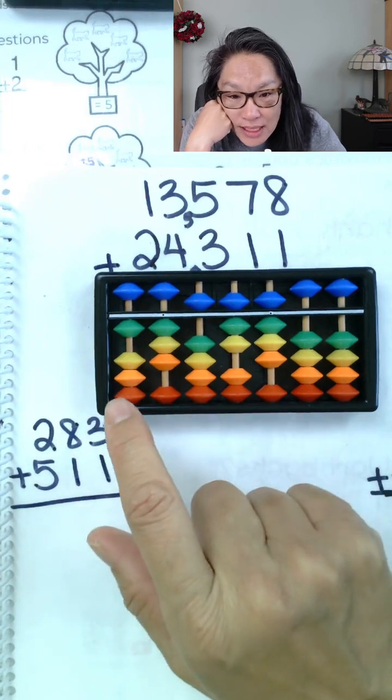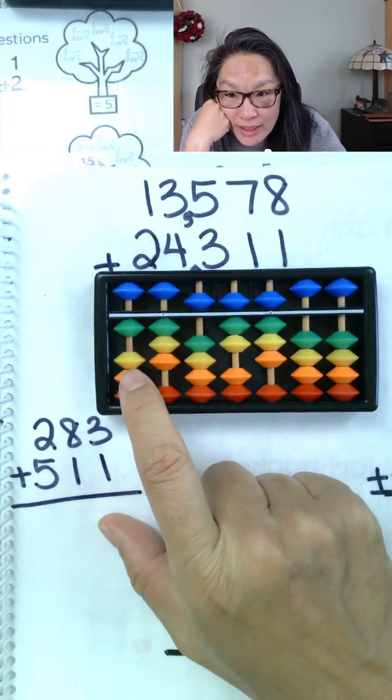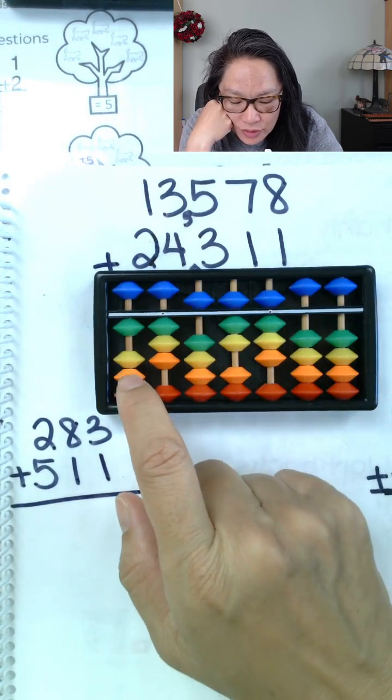So my question is now what? I have 2. I want to add the 2. This is the 2 I want to add. Can I add the 2?